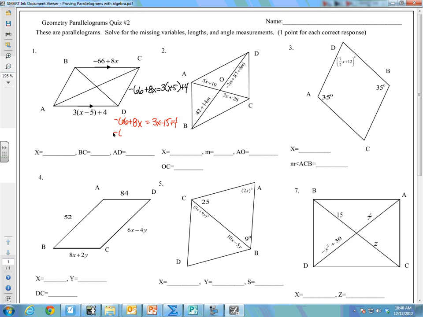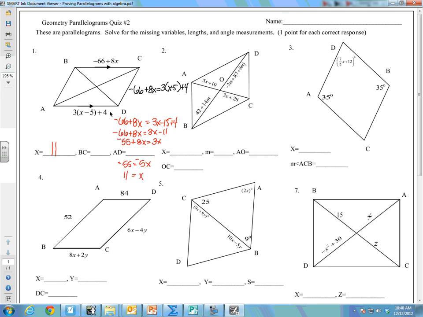Start combining like terms. Negative 66 plus 8x is equal to 3x. Negative 15 plus 4 is negative 11. I'll add 11 to both sides, so it'll give me a negative 55 on the left-hand side, plus 8x is equal to 3x. Subtract 8x from both sides, so it gives me negative 55 is equal to negative 5x. Divide both sides by negative 5, and x ends up being 11.